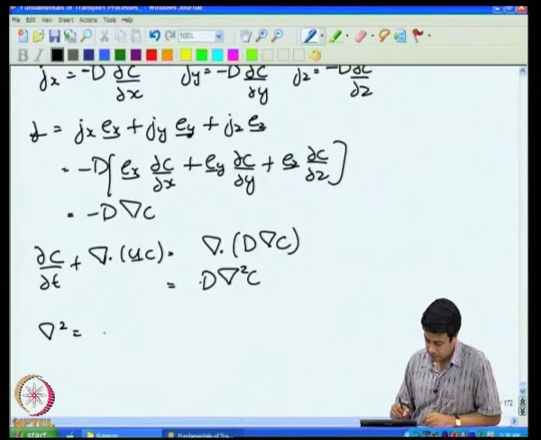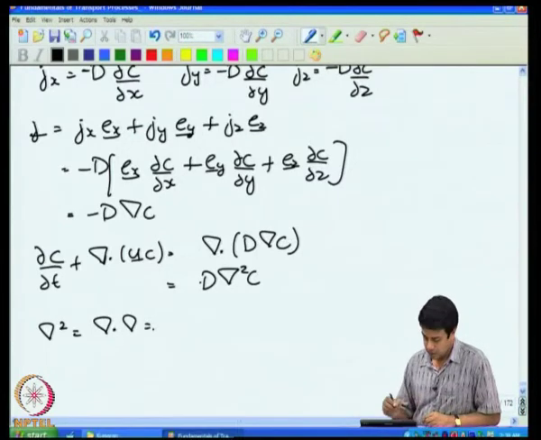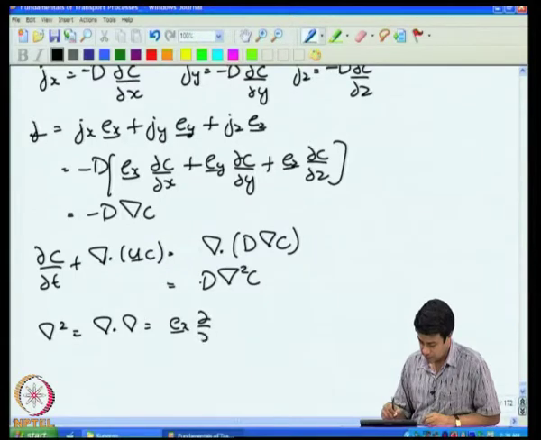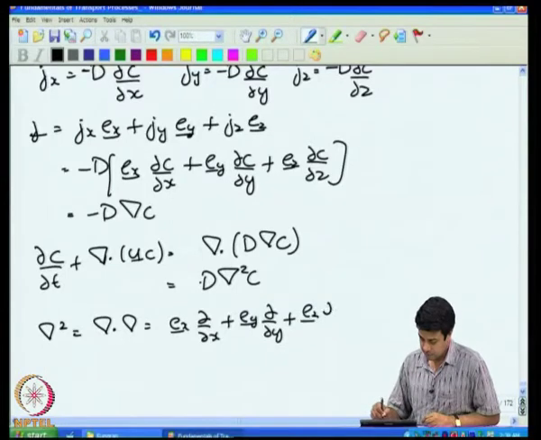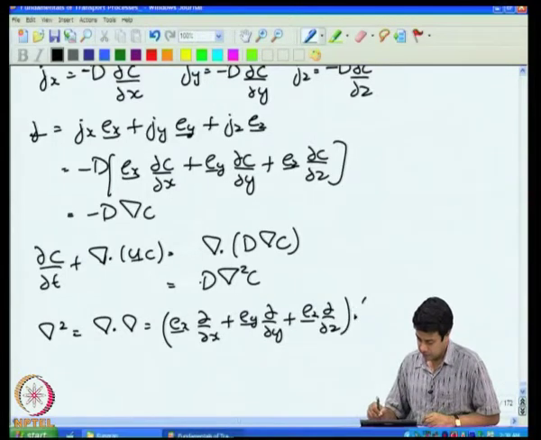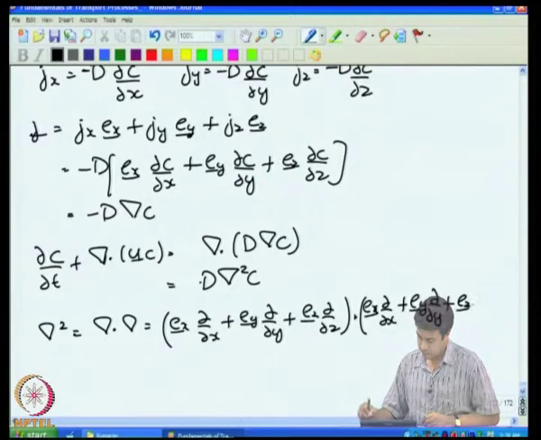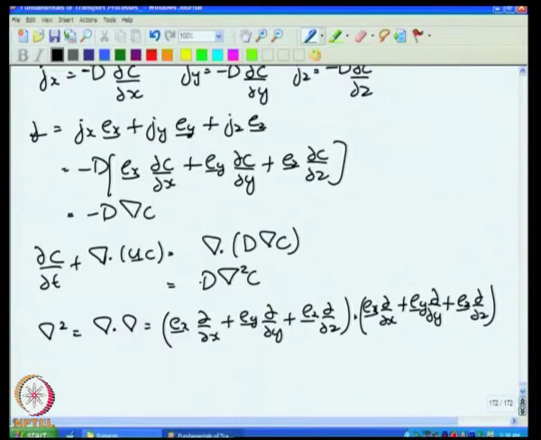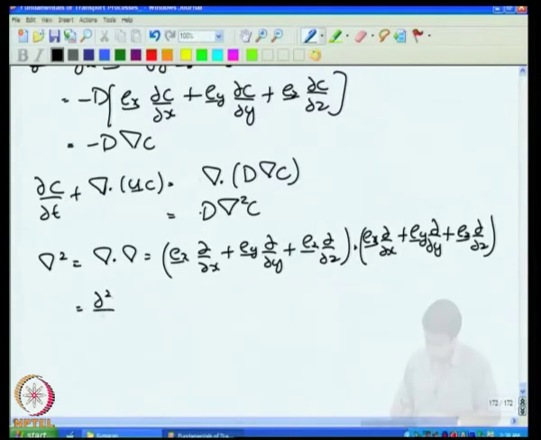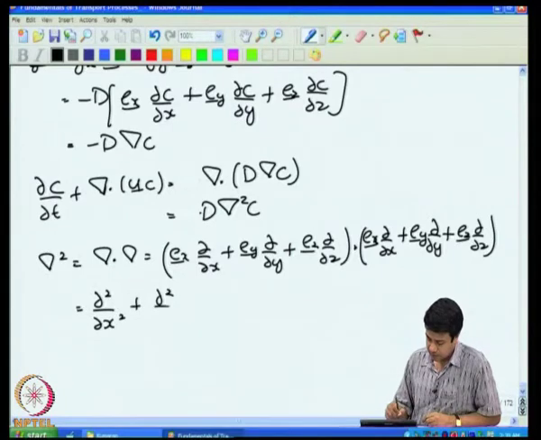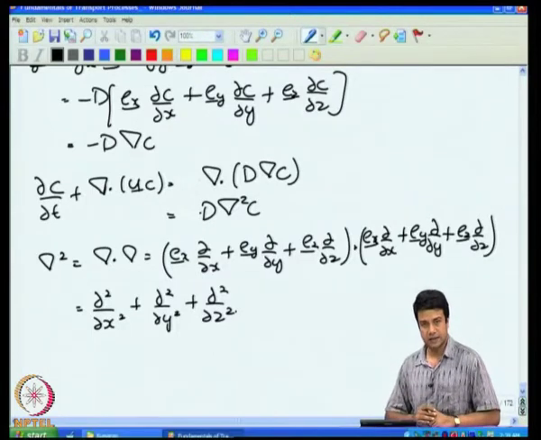Del square is equal to del dot del, okay, which is equal to Ex d by dx dotted with itself. Okay, dotted with itself. This just becomes equal to d square by dx square plus d square by dy square. Okay, so this is called the Laplacian operator.